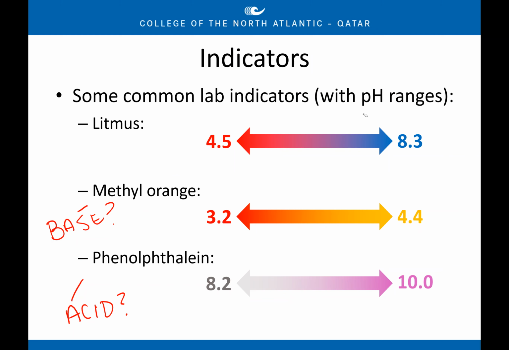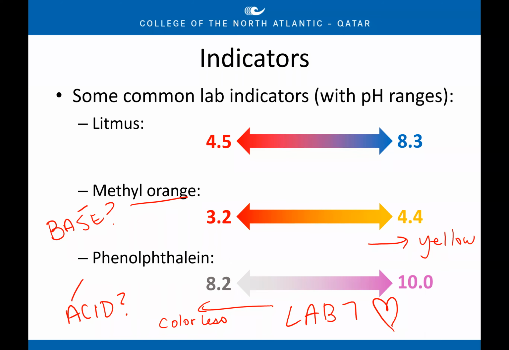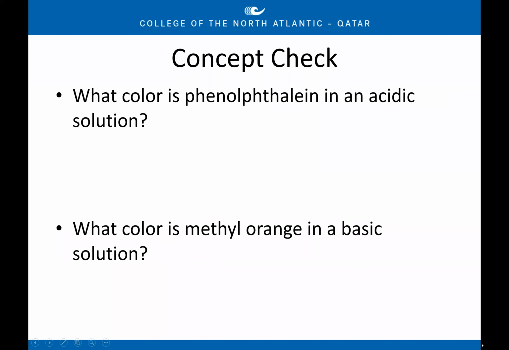So I've got some messages in the chat up there, and I hope you guys are right. Methyl orange in a base would be yellow. Phenolphthalein in an acid would be colorless. You can't say clear and you can't say white. It's actually colorless. White is not colorless. White is a color. So you would say colorless. You'll see this in lab 7 if you can't remember. I love lab 7. I wish I could be there. Okay, so the answers to these questions: in acid, you would have colorless. Methyl orange in base would be yellow.